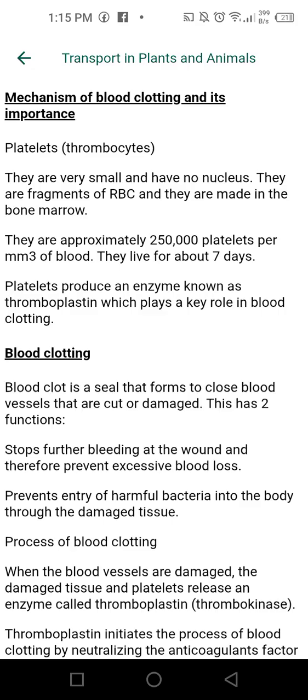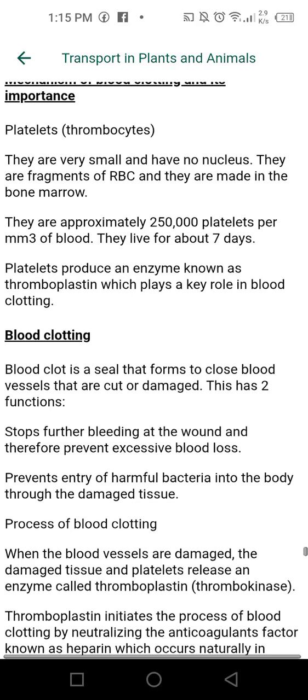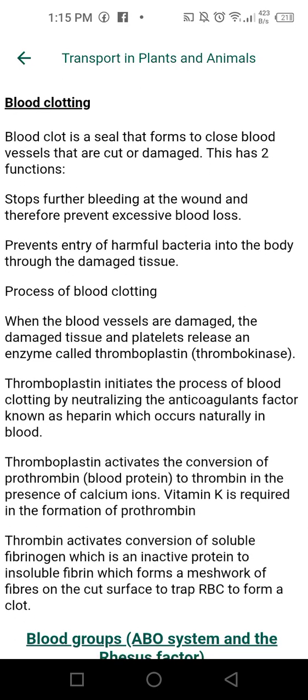Blood clotting. A blood clot is a seal that forms to close blood vessels that are cut or damaged. This has two functions. It stops further bleeding at the wound and therefore prevents excessive blood loss. It prevents entry of harmful bacteria into the body through the damaged tissue.